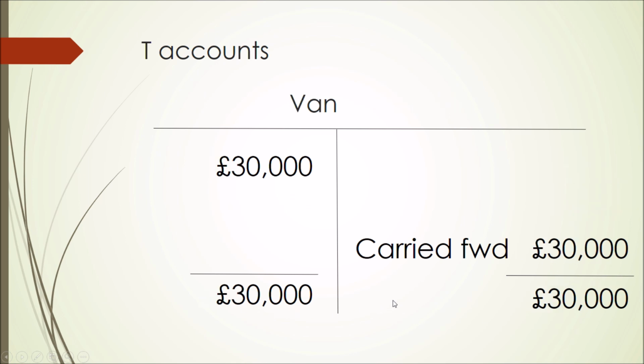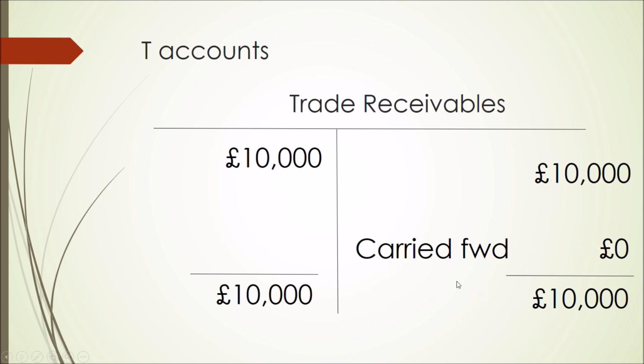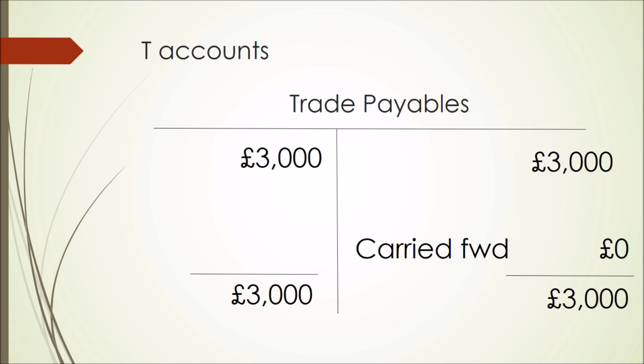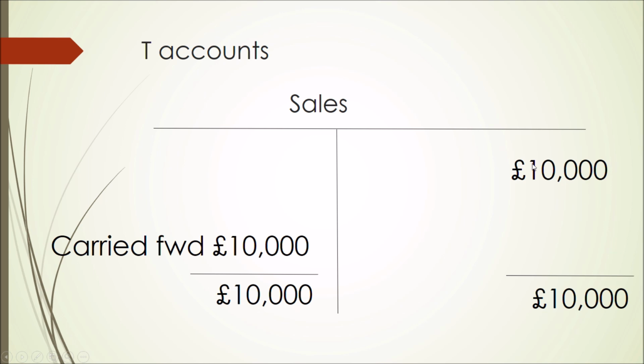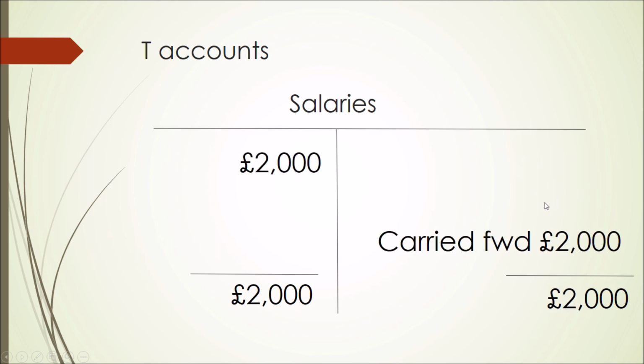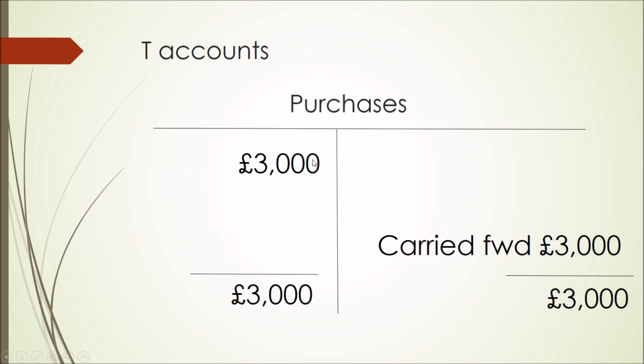That's it. Here's our van. There's our debit, our plus figure. This is the figure that we would need to get it all back to zero. And so that's how it looks. And there will be our trade receivables. And there's our trade payables. And our share capital here. And you can see how it's come onto the other side. This is now credit £100,000. And our sales, credit £10,000. And our salaries, debit £2,000. And our purchases, debit £3,000.